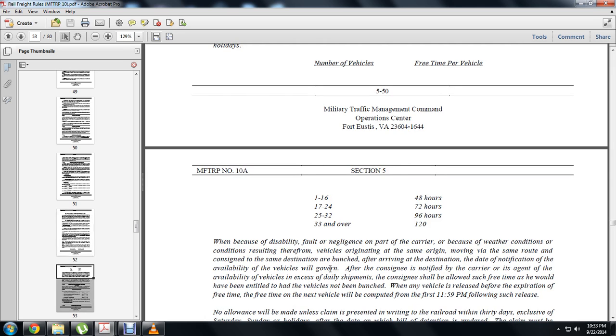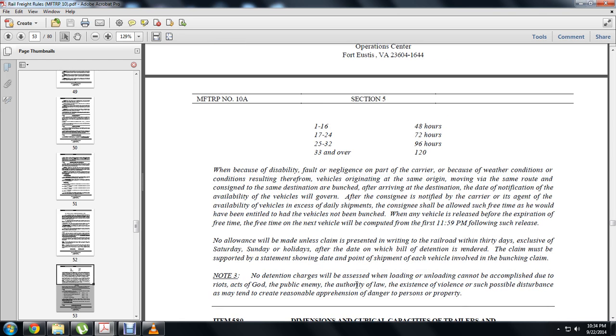120 hours. Bunching applies to vehicles delayed because of disability, negligence on the part of the carrier, or weather conditions, originating at the same origin, moving via the same route, and consigned to the same destination, or bunched after arriving at the destination, with notification of availability for the vehicles confirmed. After the consignee notifies the carrier or its agent of the availability of the vehicles, the consignee shall be allowed such free time as he would be entitled to had the vehicles not been bunched. When any vehicle is released before the expiration of the free time, the next vehicle is computed from the first 11:59 p.m. following such release. Note: no adjustment is made unless claims are presented in writing to the railroad within days, excluding Saturdays, Sundays, and holidays, after the date the detention bill is rendered.